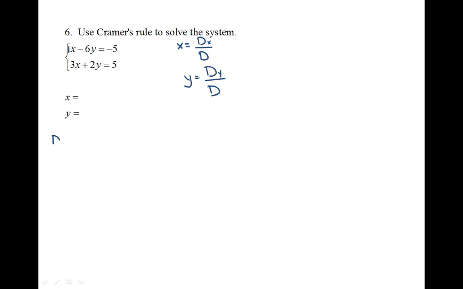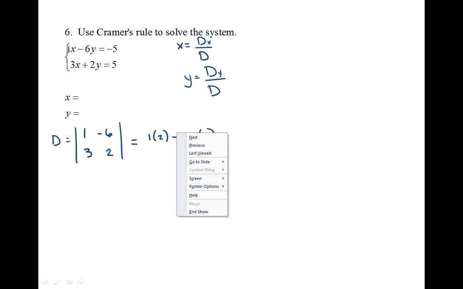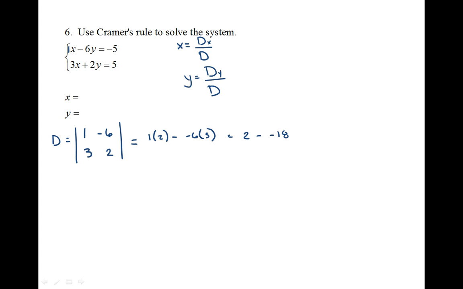So D, we're going to find the determinant of 1, negative 6, 3, 2. So that's going to equal 1 times 2 minus negative 6 times 3, which is going to equal 2 minus negative 18, which equals 20. So that's what D is equal to.